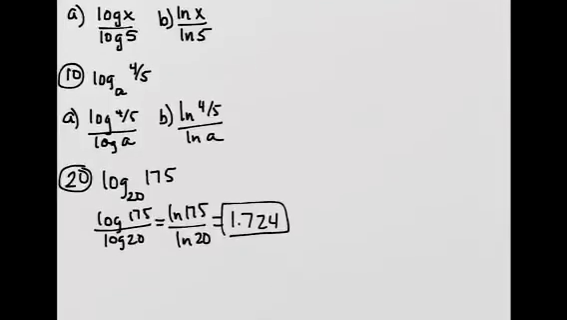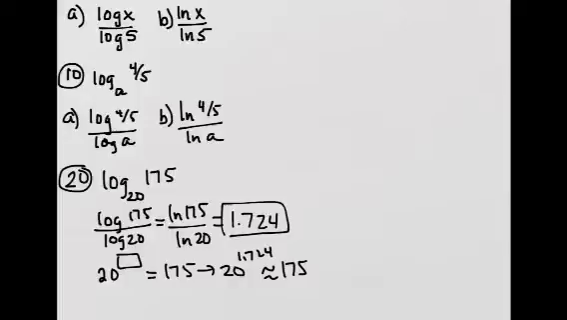Now remember what this means. This means that what we found right now is 20 to some power equals 175. So what we found was that 20 to the 1.724 power is going to give us a number close to 175. Okay, it's not going to be exact, it's just going to be very close.